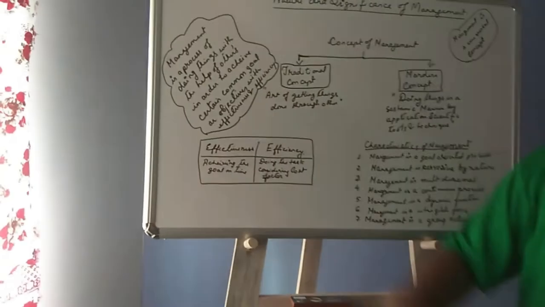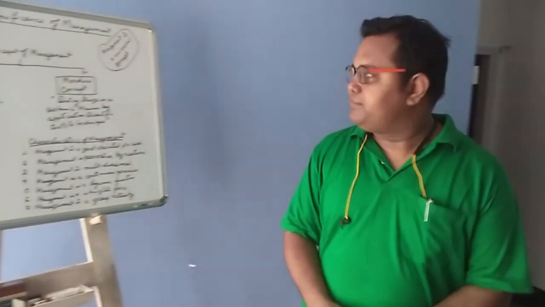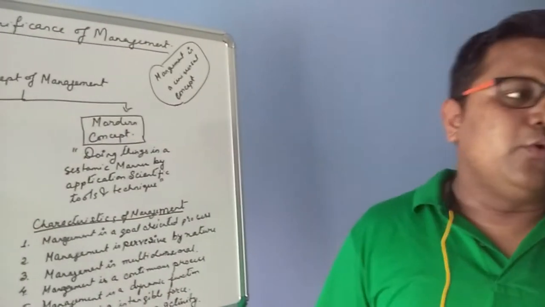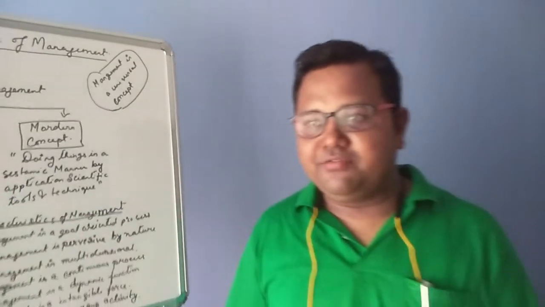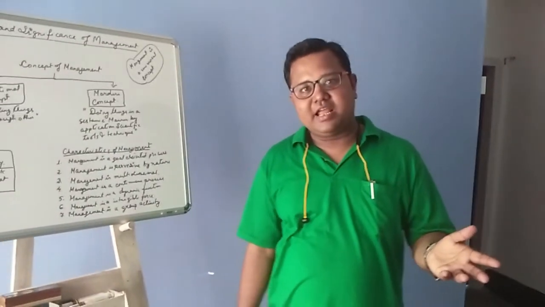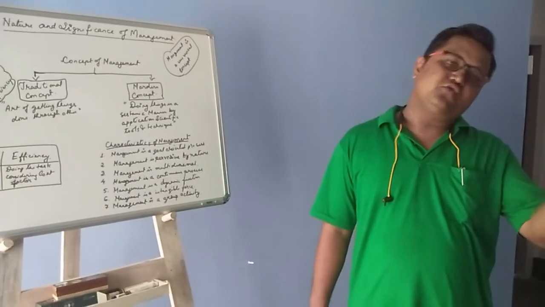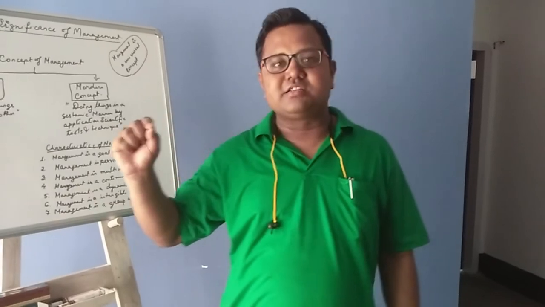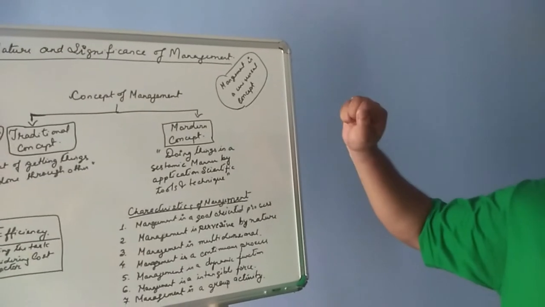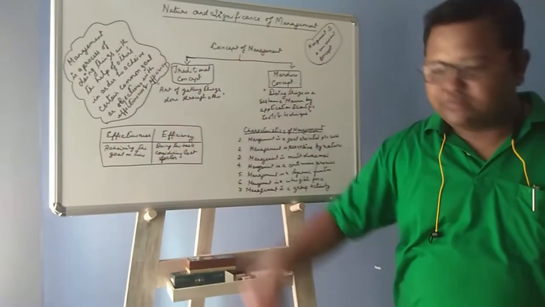This is a bit about the concept of management. One thing we need to understand is that management is a universal concept. The term universal means it is acceptable in every form of organization, whether it is a big, small, or medium organization, or a non-profit organization providing certain social activity. That is also a universal concept. Therefore, it is said that management is universal by nature. This is all about the definition of management.